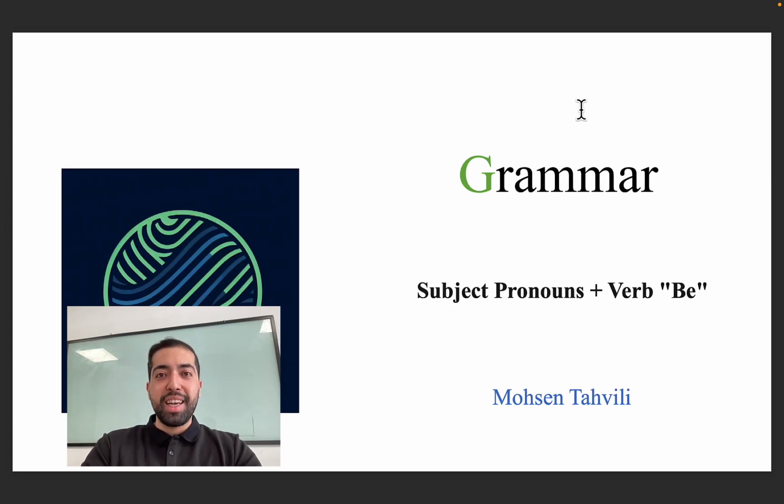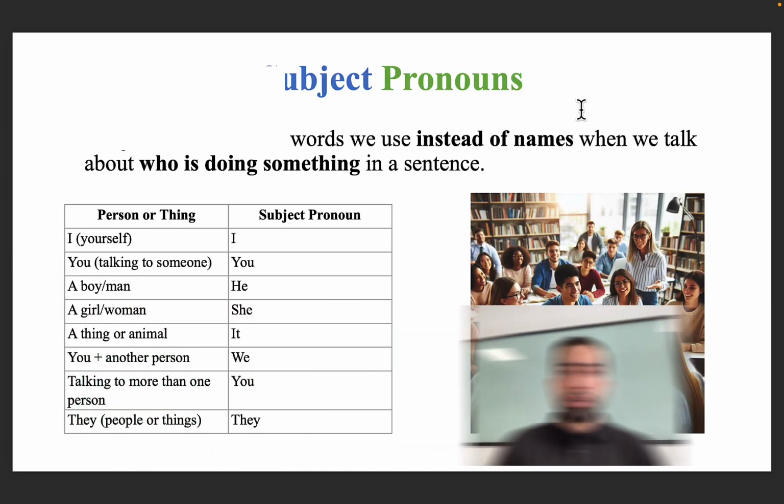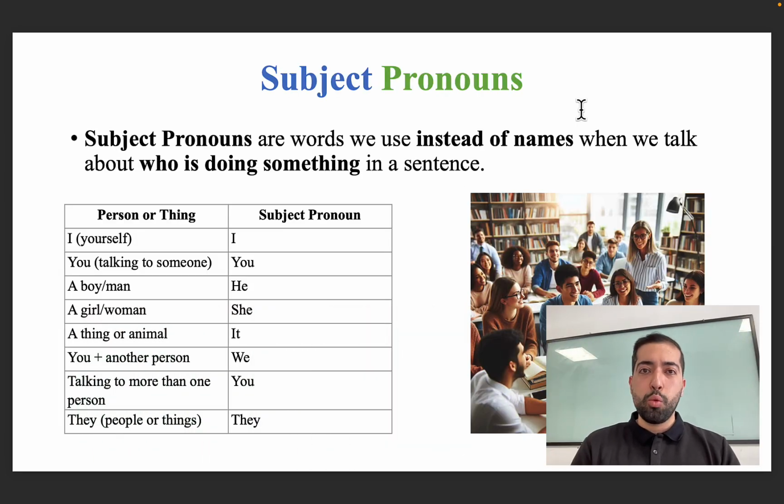This is Mohsen and I'm going to be teaching you about this grammar, which is going to be subject pronouns plus verb to be in the present tense, which is very simple yet important grammar that you should know in order for you to speak correctly and use this structure for your future references while learning English. Let's get into it.